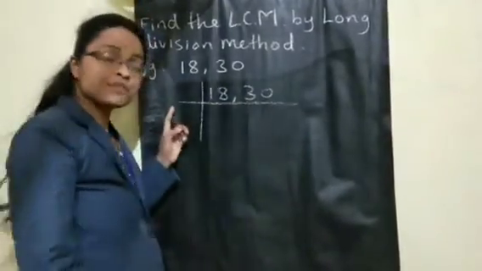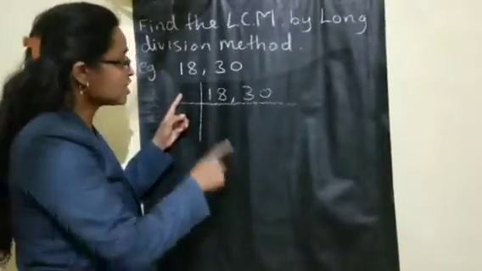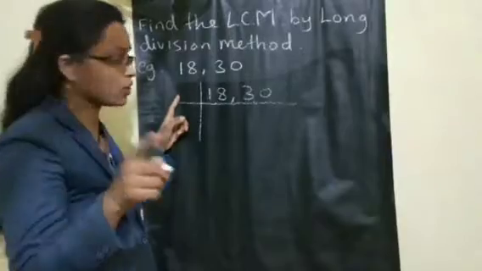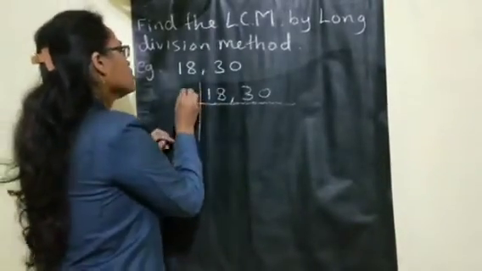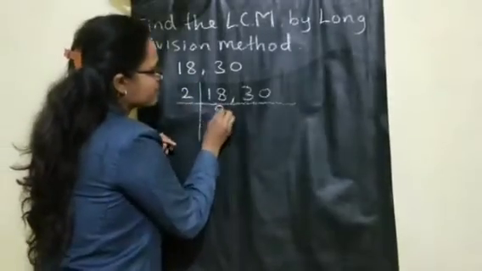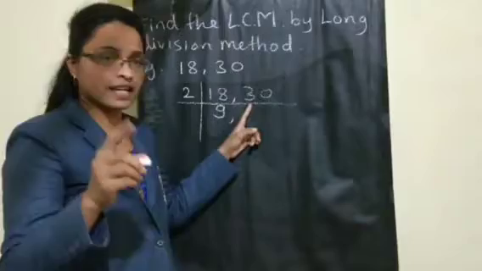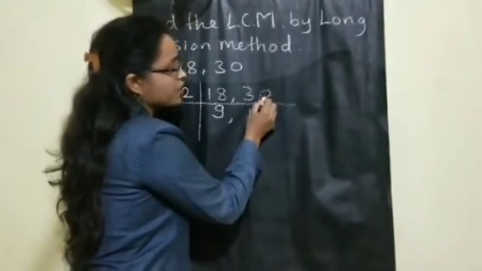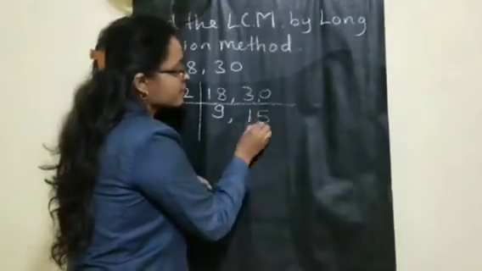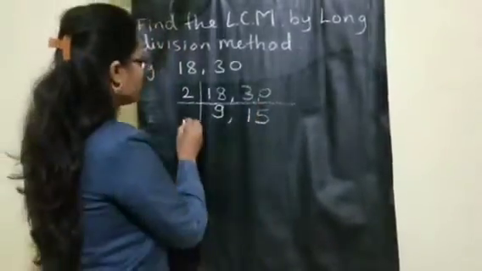Now, the smallest prime number is 2. Let us check with 2 whether at least one of these numbers can be divided. With 2 you can divide 18. 2 nines are 18. Now, can you divide 30? Yes. 2 ones are 2, and the carry left here becomes 10. 2 fives are 10. Means 2 15s are 30. You can divide. Okay. No problem.